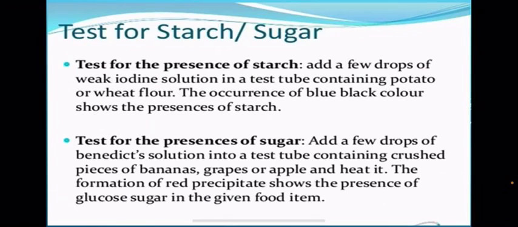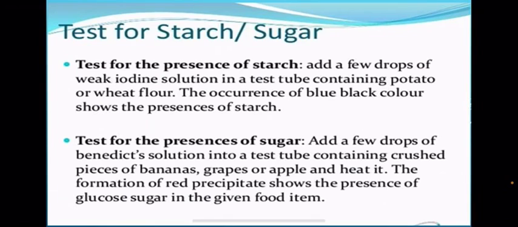Now, test for starch or sugar. Test for the presence of starch. Add a few drops of weak iodine solution in a test tube containing potato or wheat flour. The occurrence of blue-black color shows the presence of starch. When the iodine solution turns blue-black, that means that food item contains starch.